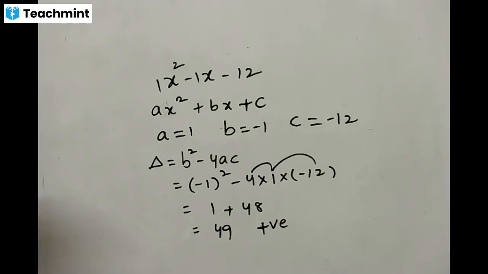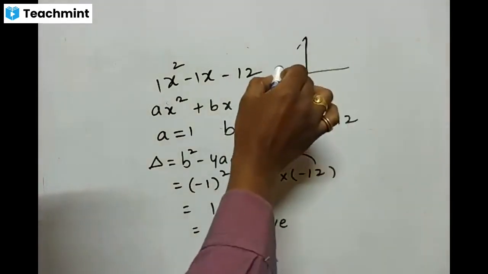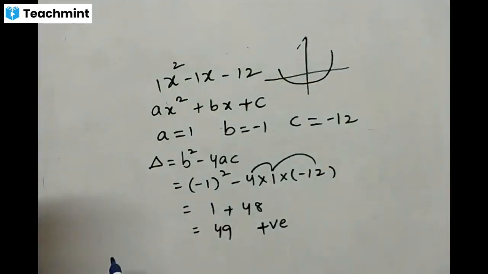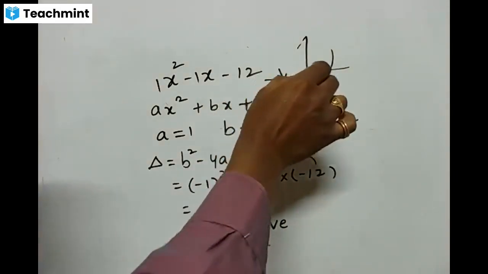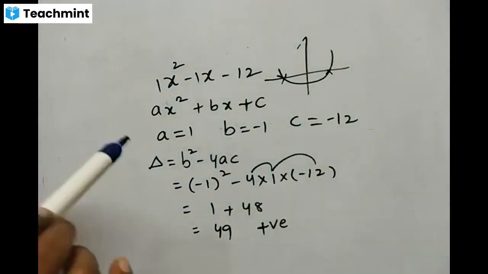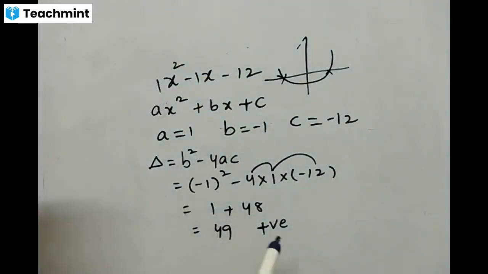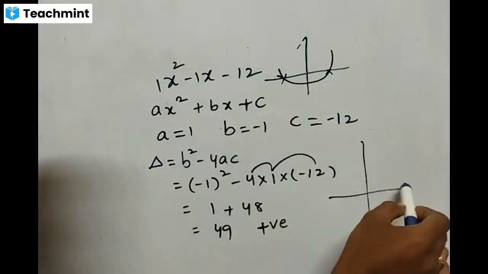If it is a positive value, 49 is a positive value, the graph is going to touch the x-axis in two different places. What will the graph look like? If the delta value is positive, the graph touches the x-axis in two places. So, the first graph, if you see x square minus x minus 12, it touches the x-axis at two different places. You can check it.